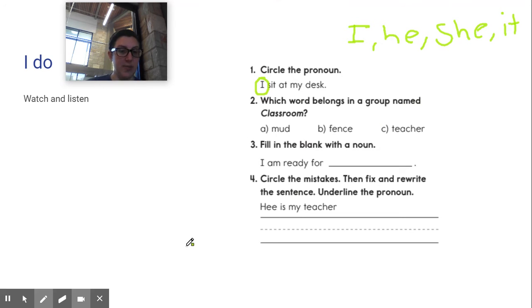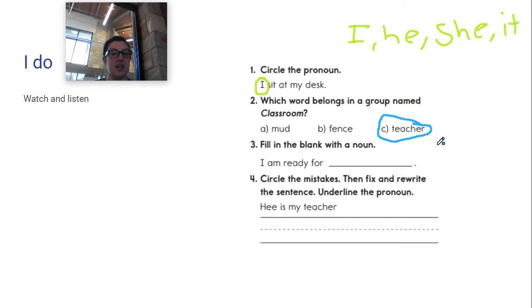Okay, which word belongs in a group named classroom? Okay, so I'm going to change my pen color. Which word belongs in a group named classroom? Mud, fence, teacher. So I need to think about things that are normally in a classroom. What is normally in a classroom? Things like chairs, desks, teachers, students. So here I see the word teacher, so I know that is the right answer.